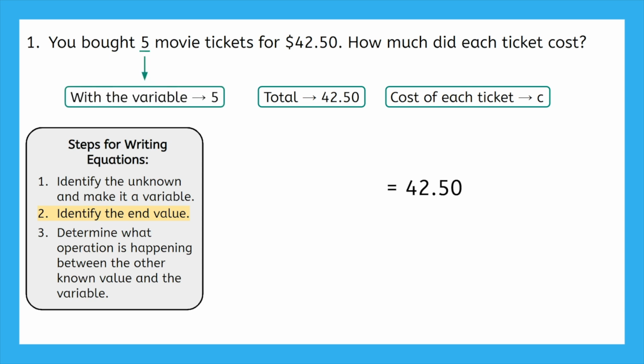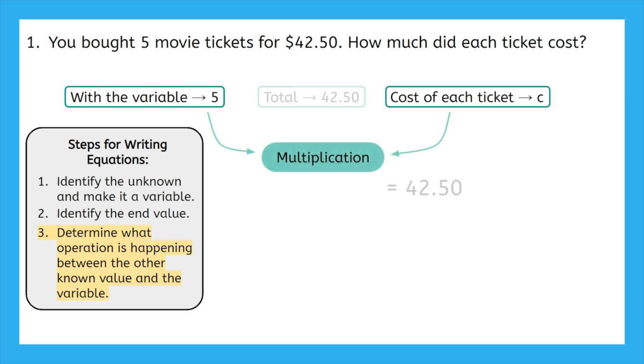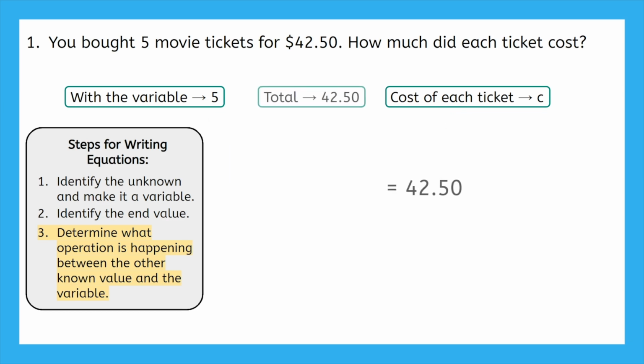So now we have to put the other known value, 5, and the variable into the equation. What's happening between those two values? How do the number of tickets and the cost of each ticket combine to make the total cost? In this case, the operation is multiplication. We could add the cost of each ticket 5 times to get the total, but since multiplication is a shorthand for repeated addition, it's more straightforward to multiply those values together, like this. The final equation is 5c equals 42.50.